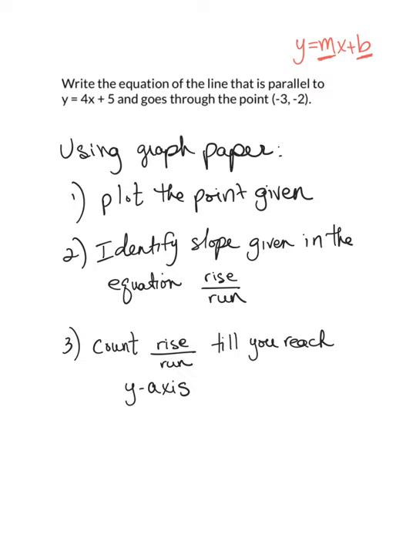Okay? So first thing we're going to do is we're going to plot the point given. Okay? So in this case, my point is -3, -2. Step 2 is I need to identify the slope given in the equation. Now, remember, parallel lines have the same slope.